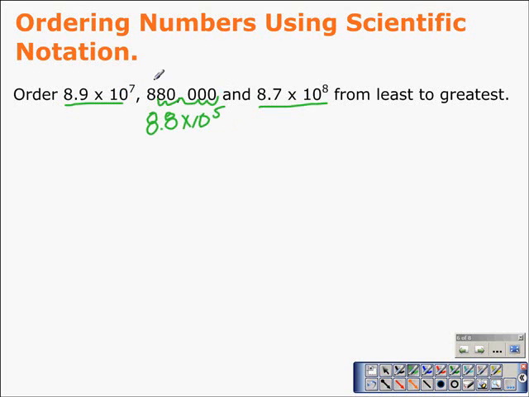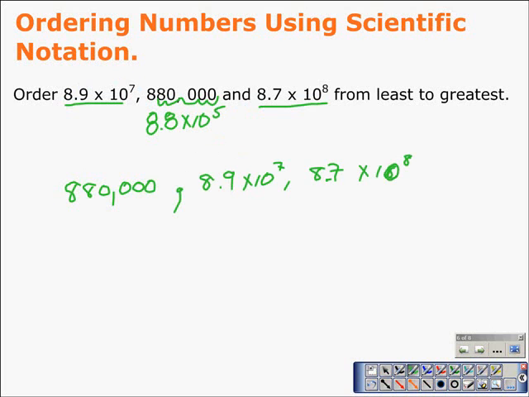The smallest number being 8.8 times 10 to the fifth, or 880,000, because it has the smallest power on the 10. The next biggest number is 8.9 times 10 to the 7th. And next we have 8.7 times 10 to the 8th.